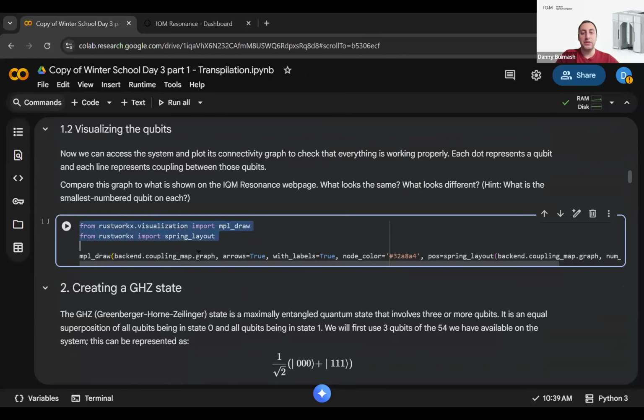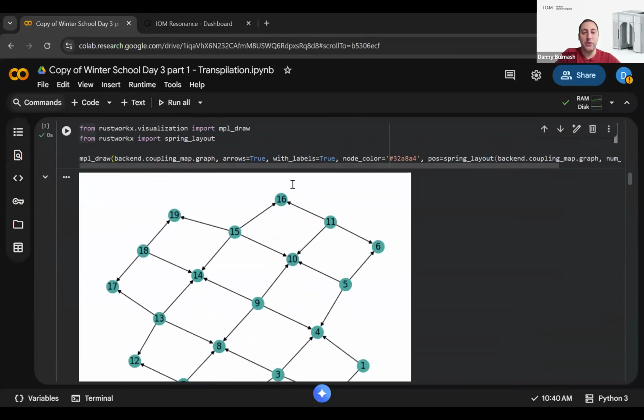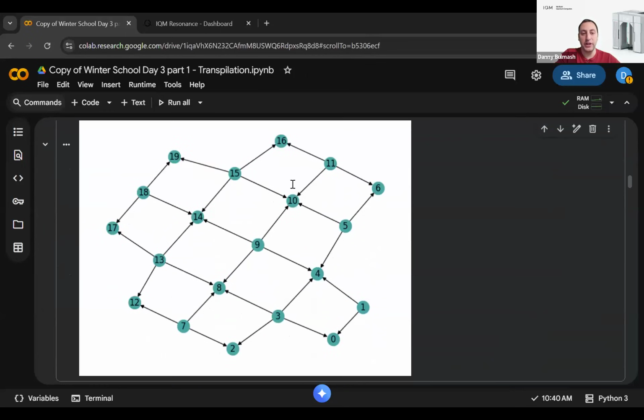So what this code is going to do is show us what qubits we have to work with and how they're connected to each other. So here's Garnet, and it shows us the qubits like this. So let's actually take a careful look. How does this set of qubits compare to what we see on the IQM Resonance website?